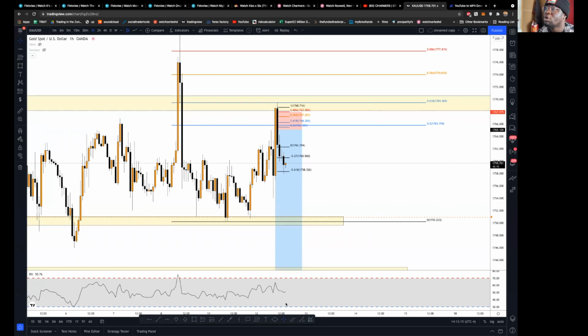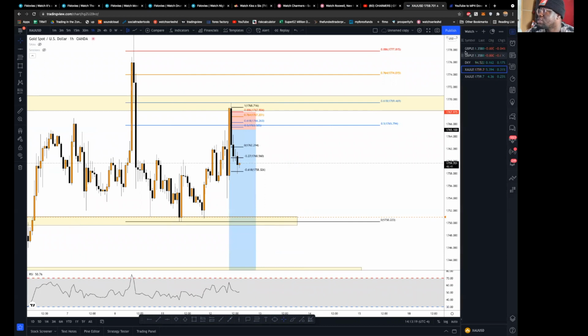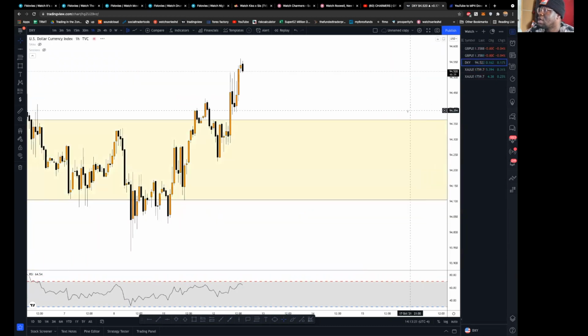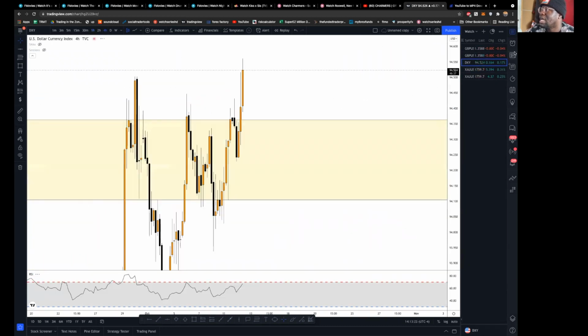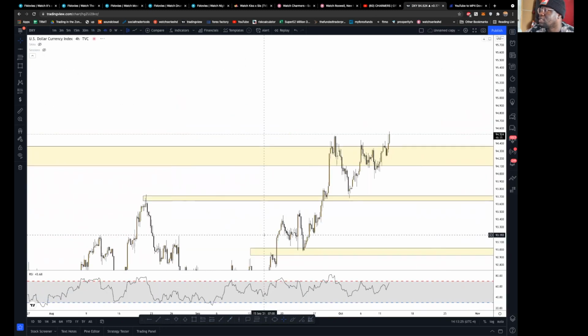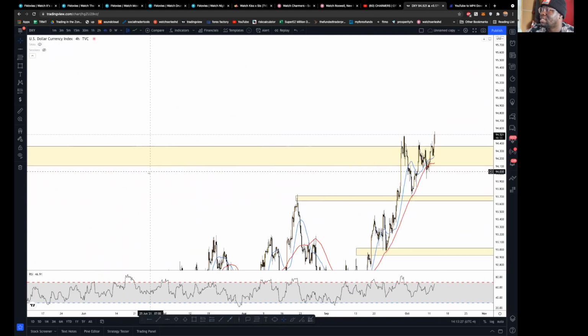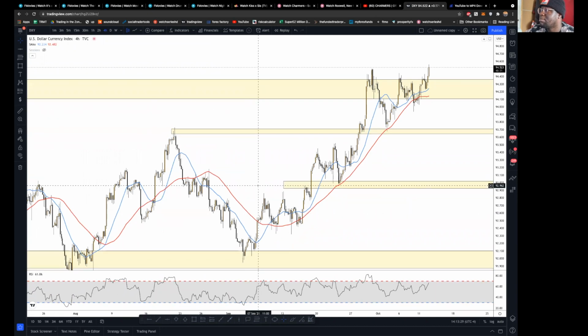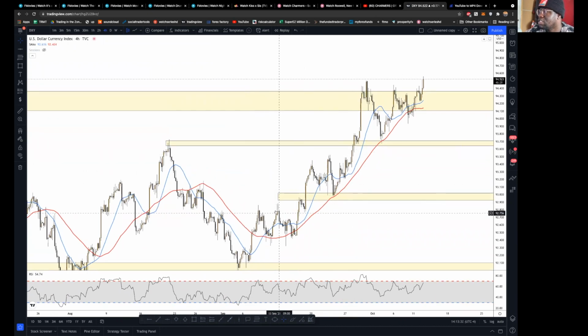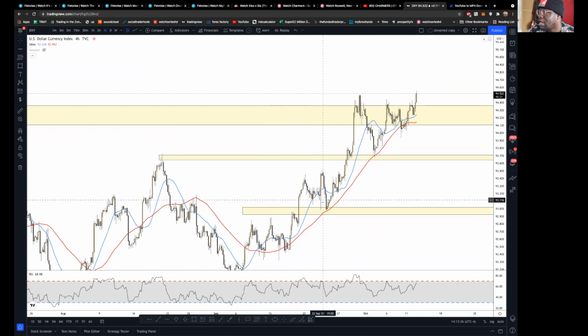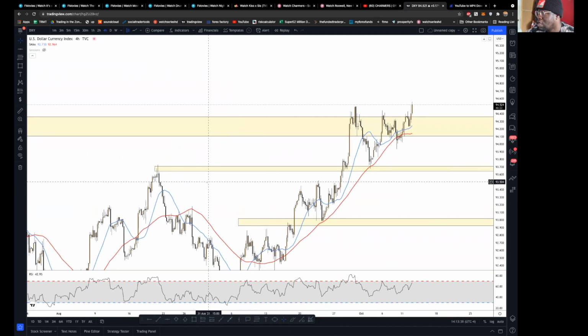So we're going to be looking at the DXY first, right? Because the DXY is the strength and weakness of the dollar. So if we look at the dollar on the 4-hour time frame, we add the 50 and 20 SMA, we see that price has been creating higher highs and higher lows this entire time, respecting support and resistance zones, break and retest of zones, break, retest, break, retest, break, retest.